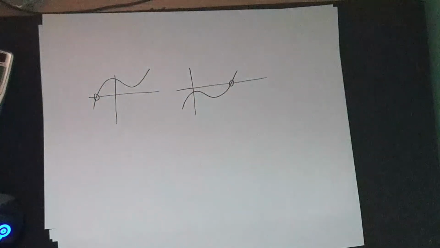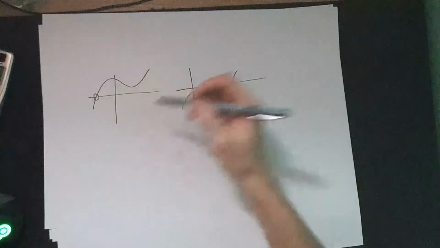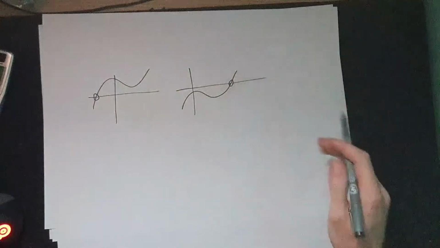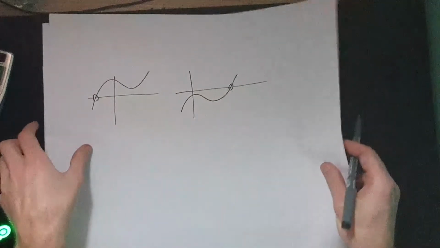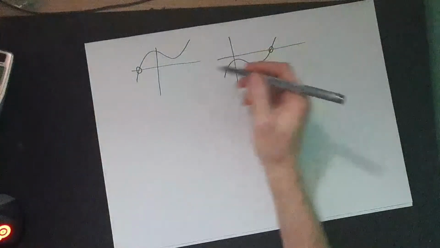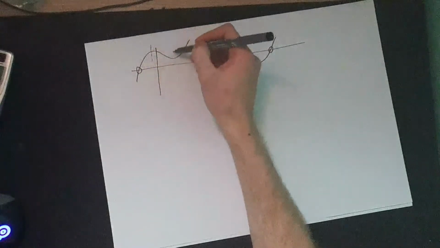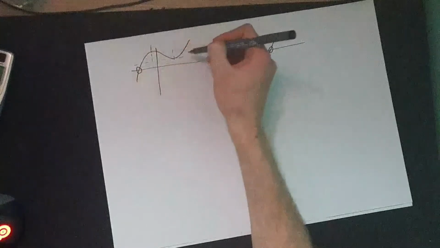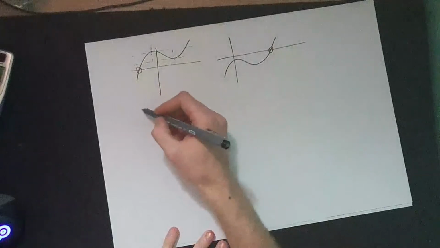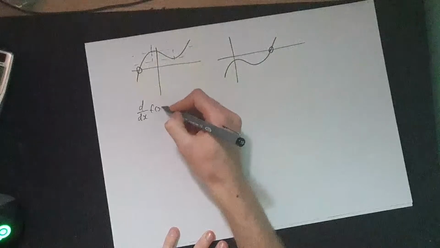If your graph looks something like this, you can see we're only going to have one root. If it looks something like this, we're only going to have one root over there. So how do I determine this? Well, the quickest way, if I have to explain it using calculus in a simple manner, because this is how I understand it: you want to find the derivative of your cubic function. So d/dx of f(x).